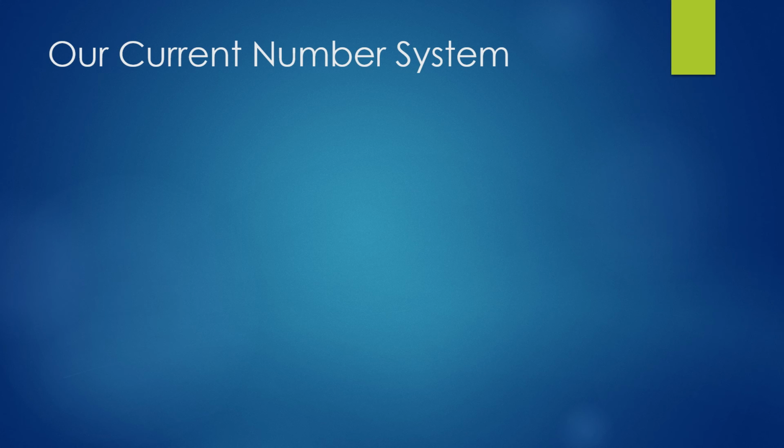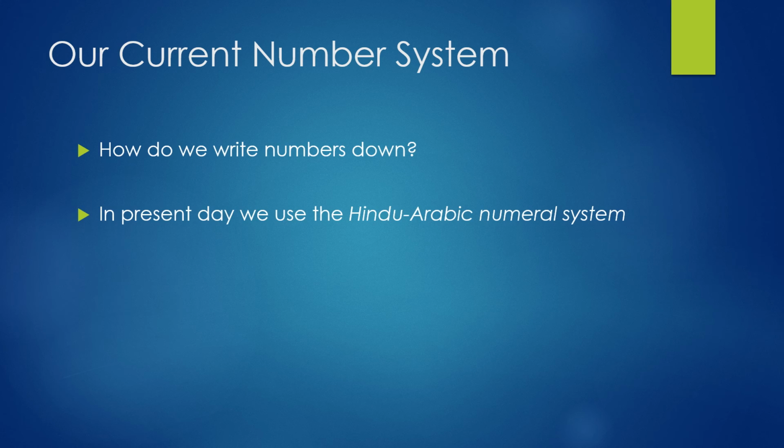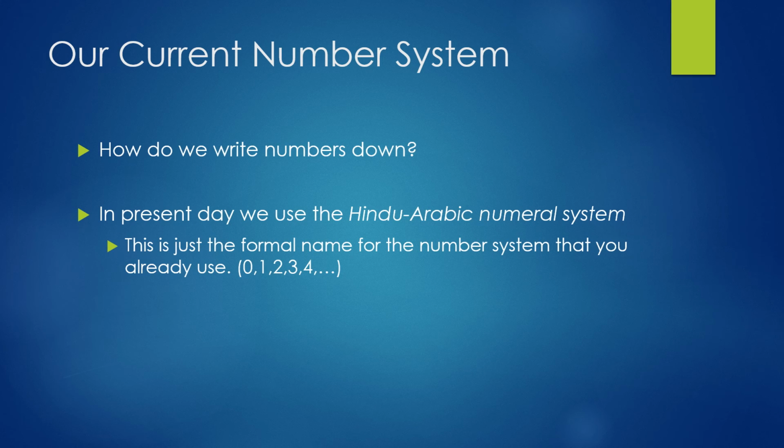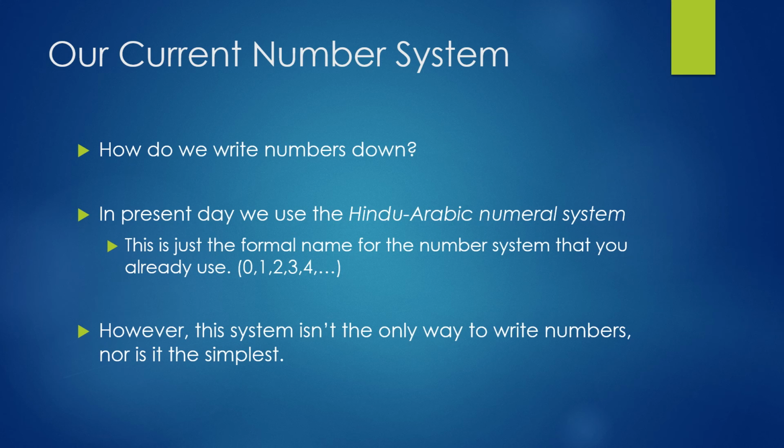So we're going to start with a simple question. How do you write numbers down? In the current day, we have a system called the Hindu Arabic numeral system, which is just fancy talk for the system we use already. So if you've been writing numbers down in any capacity, then this is the system you've been using. That's just the name. This isn't the simplest way to write down numbers, and it's definitely not the first one, but it is the one we use. And we're going to get into why we use it a little later.